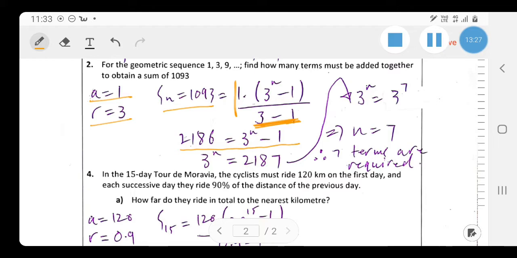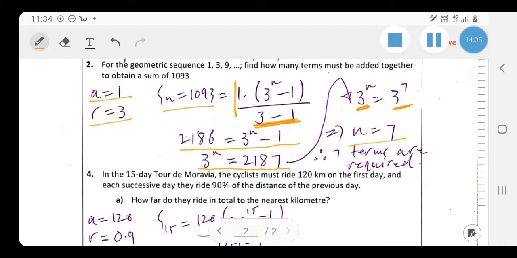I'm trying to isolate the n, so I'm going to add 1 to both sides, and I get 3 to the n equals 2187. And if you're really good with your powers of 3, you will recognize that 2187 is exactly 3 to the power of 7. How convenient. So you can see that this question has been designed for school students. So now we have 3 to the n equals 3 to the 7. And because the bases are the same, then the powers can be equated. So n equals 7.